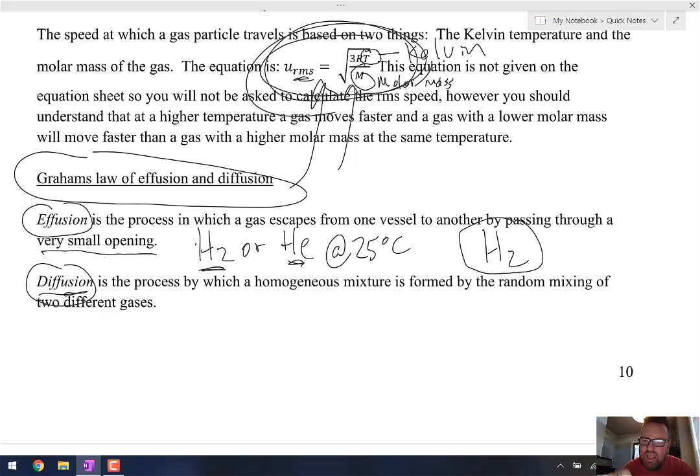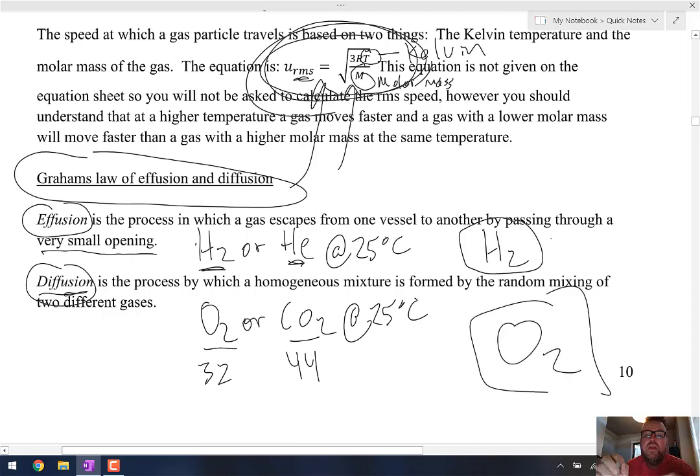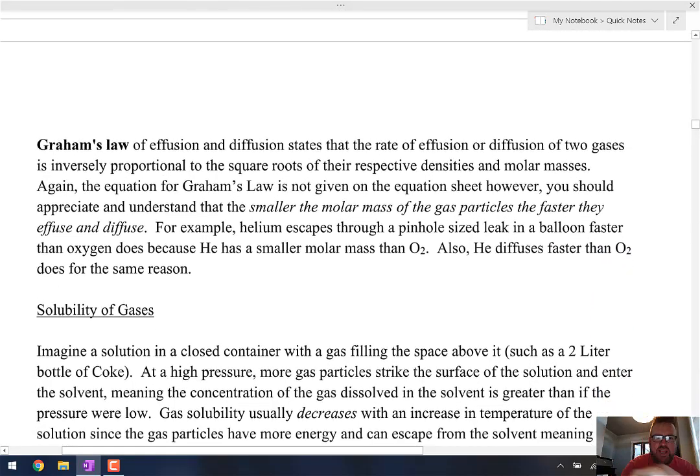So whichever one has the smaller molar mass, which one's going to effuse faster, O2 or CO2? Well, again assuming they're both at the same temperature, O2 has a molar mass of 32, CO2 is 44. Which one's going to diffuse and effuse faster? Absolutely O2. And again, why? The smaller molar mass of O2 gives it a greater speed, and therefore it effuses and diffuses faster than CO2 would.